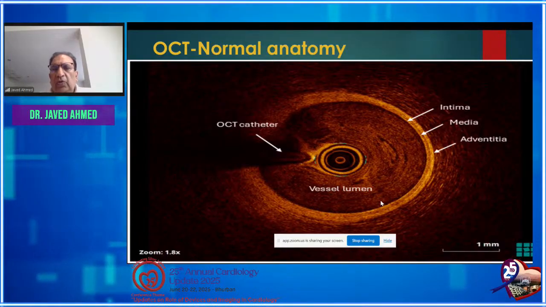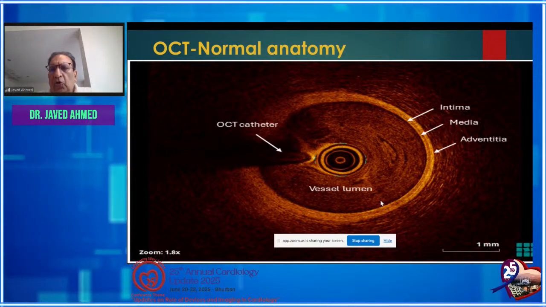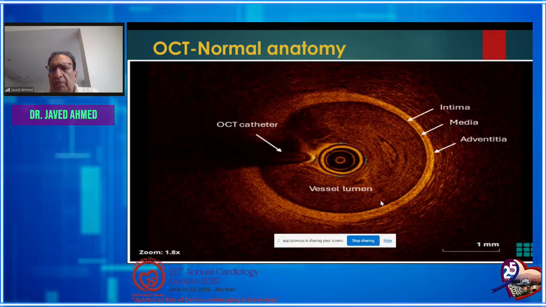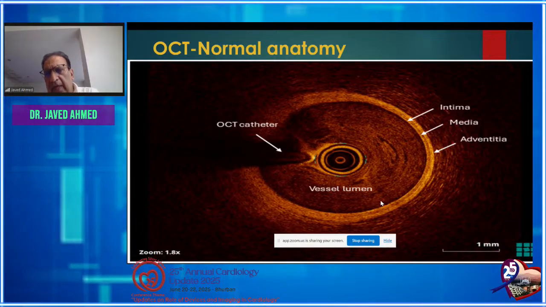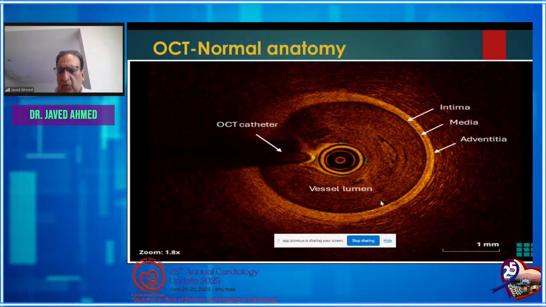As you could see on OCT, there is a clear image of the intima, and then you could see slightly darkish media, and then again echogenic bright adventitia, and then you could see the vessel lumen.